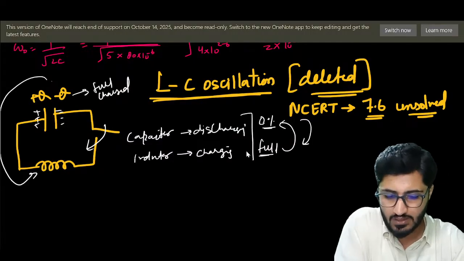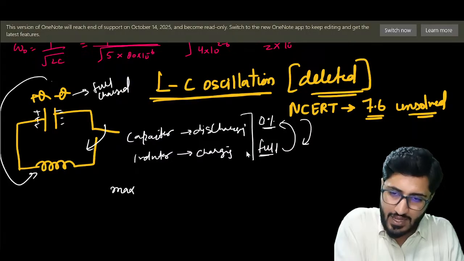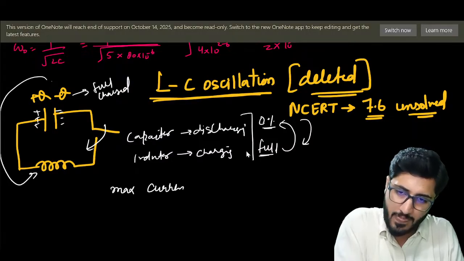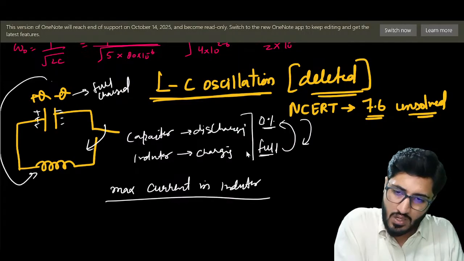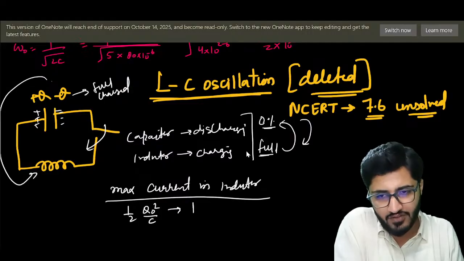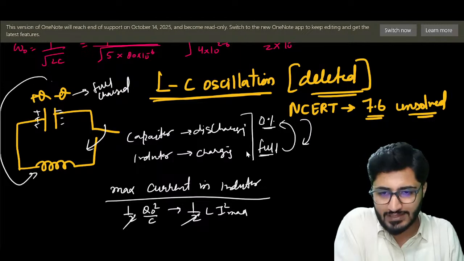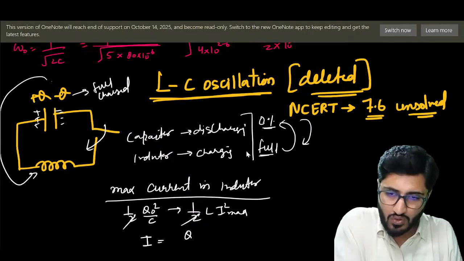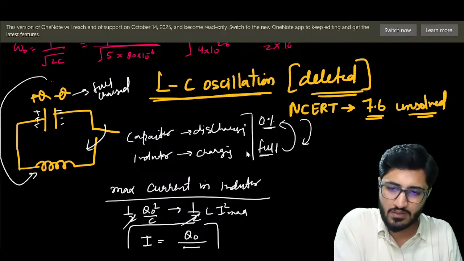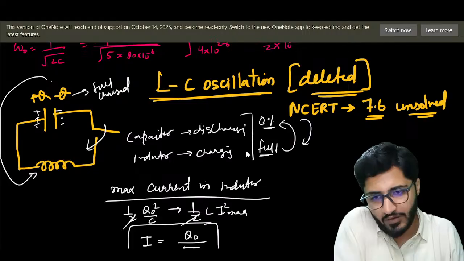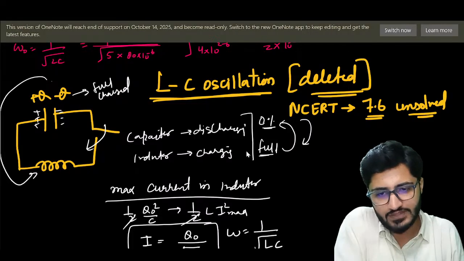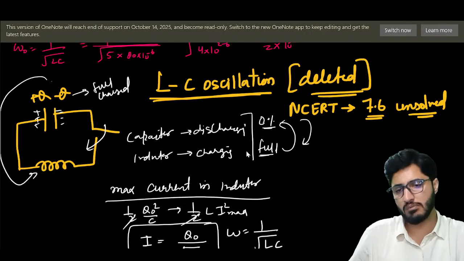Done. So what will they ask you in the examination? Maximum current in the inductor. Look now, 1 by 2 Q naught square by C for the capacitor is equal to 1 by 2 L I square max for the inductor. 2 cancels out, so I max comes out to be Q naught divided by under root of LC. And what is omega? 1 divided by under root of LC. So you need to remember only these equations.